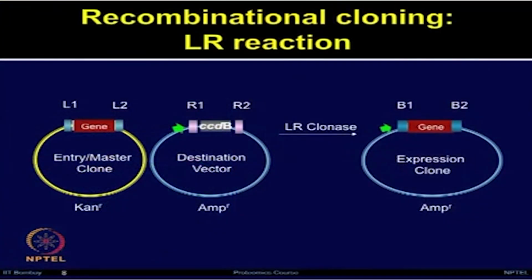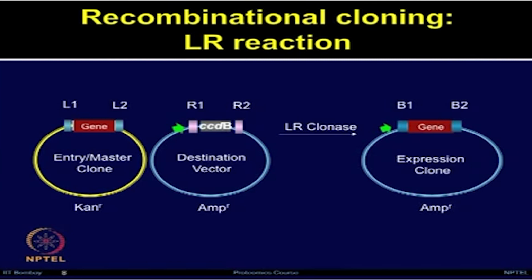Let us now discuss the next reaction, which is LR reaction. So, in the BP reaction, you have made one entry or master clone, and now that can be further used in the LR reaction. So, in the LR reaction, if the interaction is between the at L and at R site, that is how the name LR came, then it can be catalyzed by the enzyme LR clonase and the reaction is known as LR. So, LR recombination between entry clone and the destination vector.